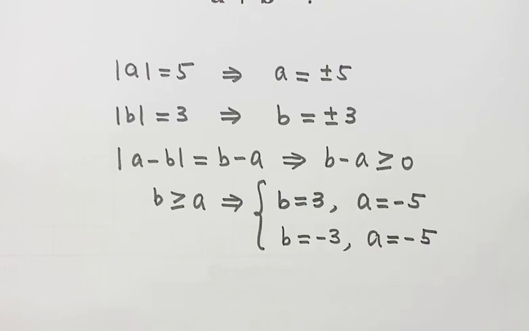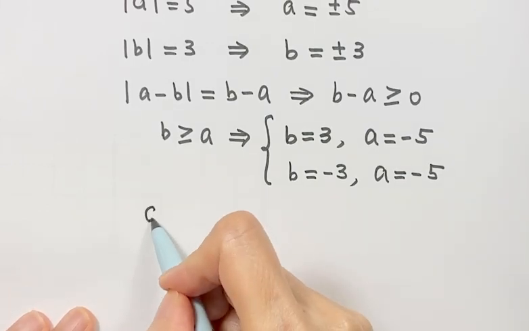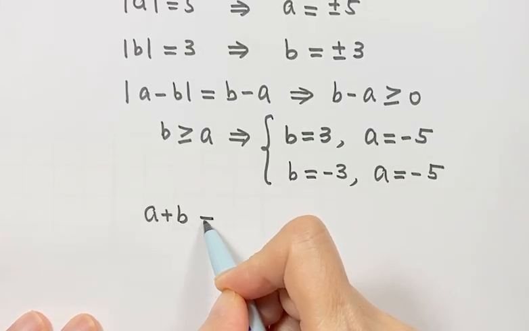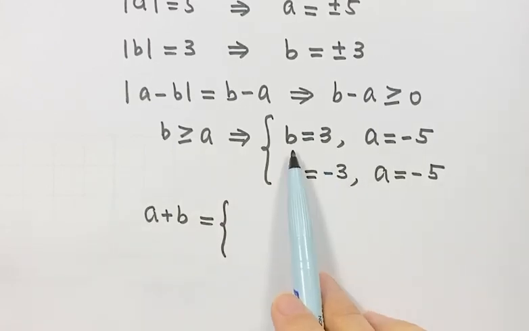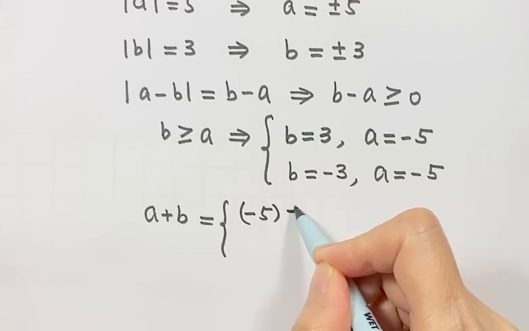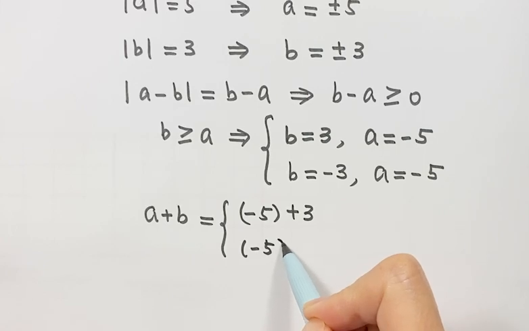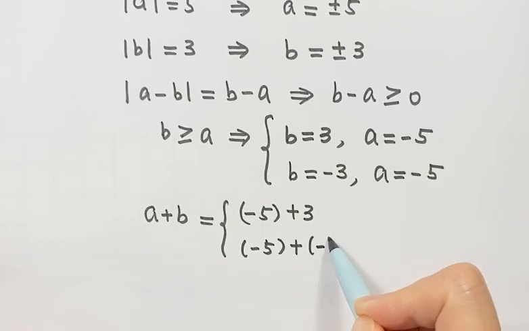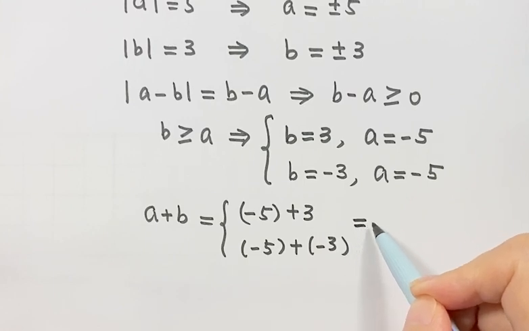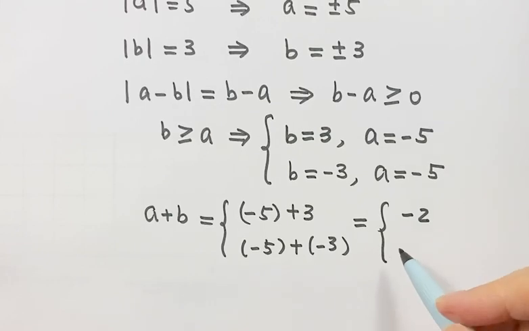Okay, so now we are ready to figure out the value of A plus B. Then we have two cases. The first one is just negative 5 plus 3. The second case is negative 5 plus negative 3. Then simplify. This one equals negative 2, and this one negative 8. So that's why negative 2 and negative 8 are the answers for A plus B.